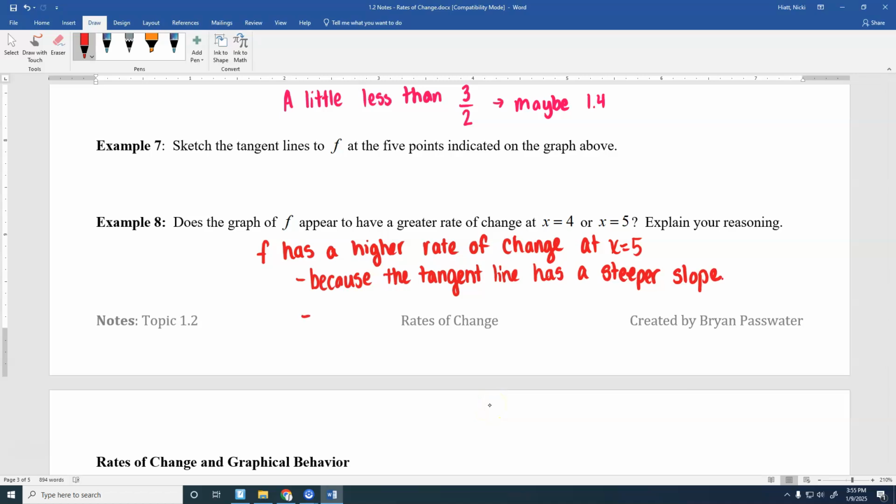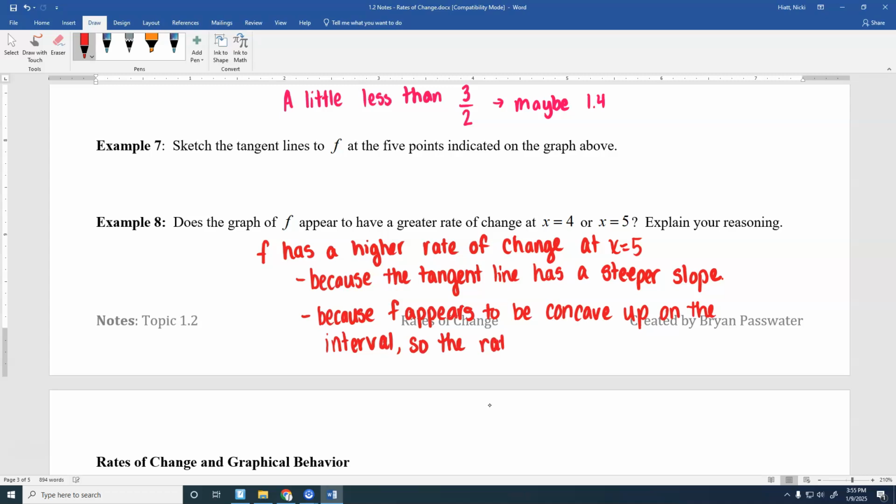Or another option, you wouldn't need to put both of these, but you could say because f appears to be concave up on the interval, so the rates of change should increase as x increases. Both of those would be good reasons to give for example 8.